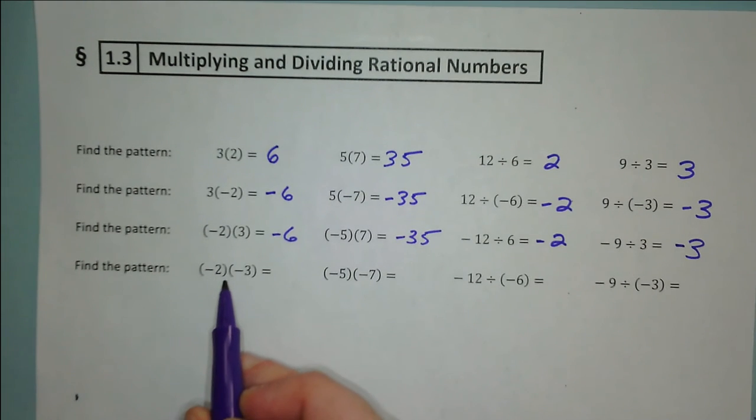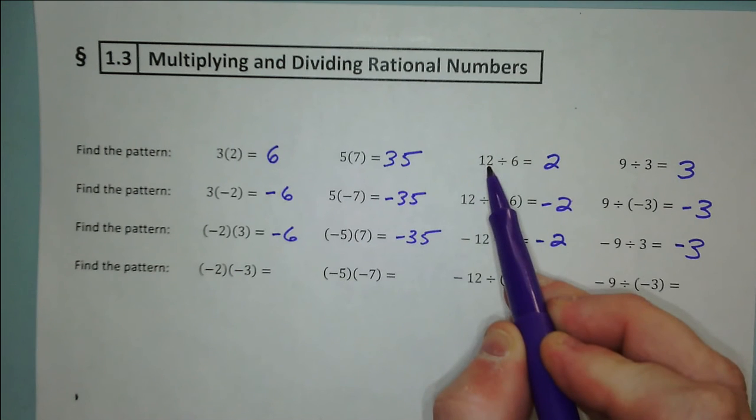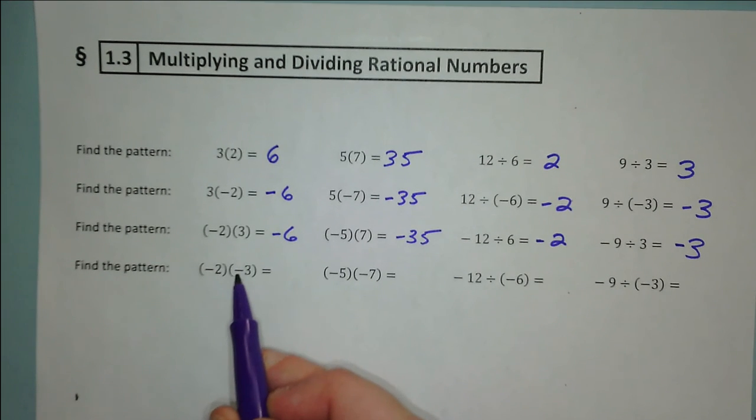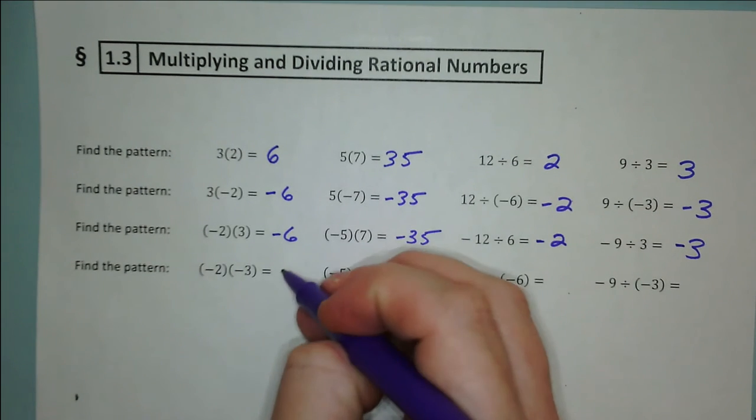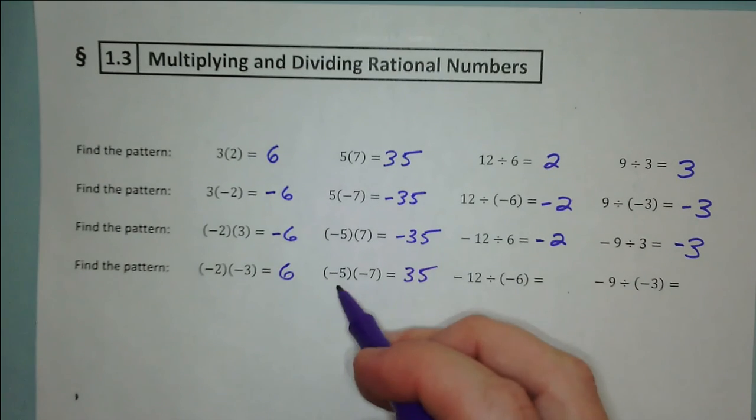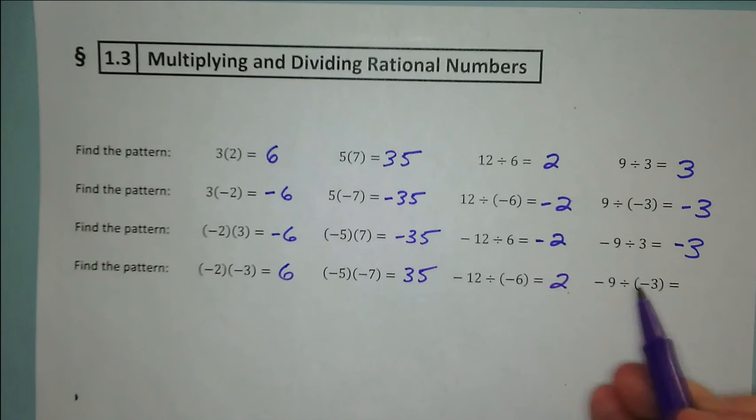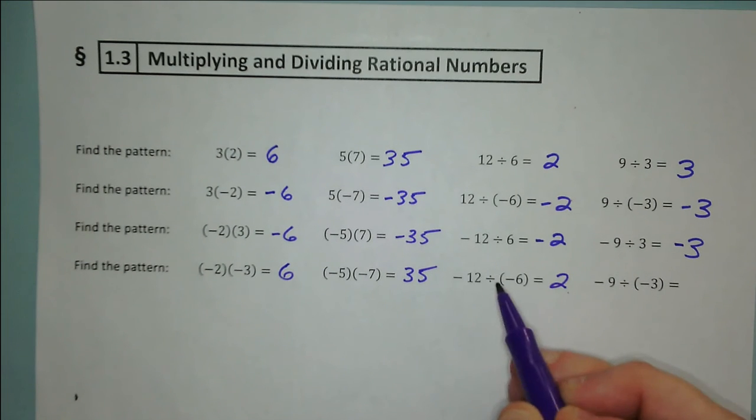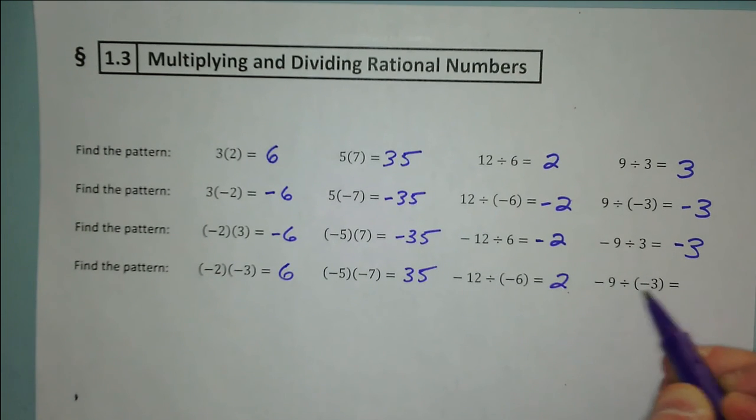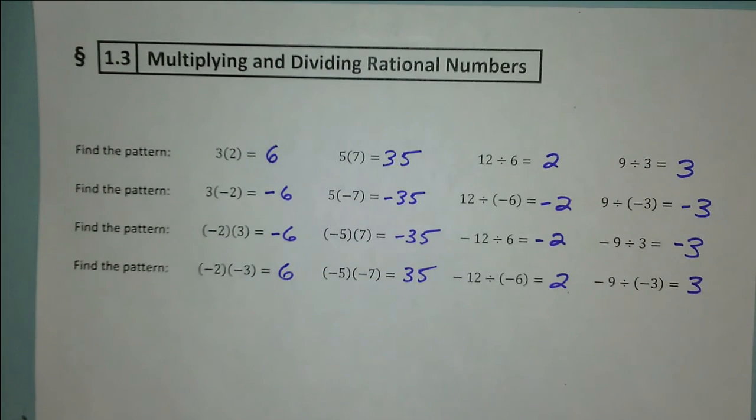But when the sign is the same, like a positive times a positive, or a positive divided by a positive, just like here, a negative times a negative, if the signs are the same, the final answer is positive. So a negative times a negative, the final answer is positive. And division is the same thing. A negative divided by a negative, the final answer is positive. Okay?